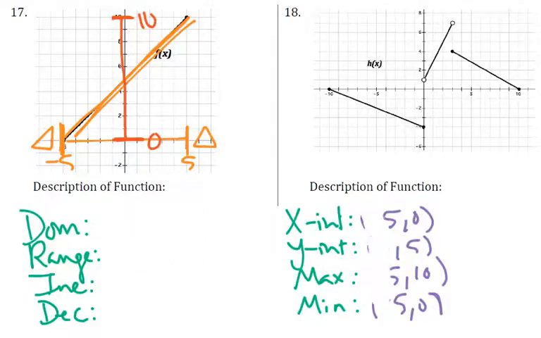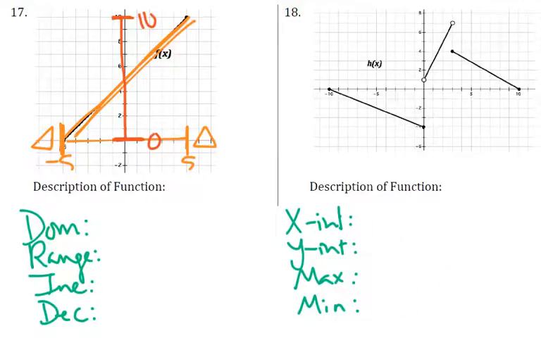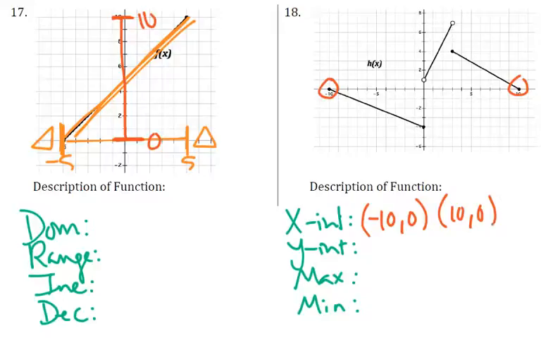Okay, now number 18, we do the same thing. So, where's the x-intercept? We've got two of them, which is alright. So negative 10, 0, and 10, 0. Okay, our y-intercept, that one actually represents a hollow circle, so it's not included. But it'd be down here. So 0, negative 4, because that's a filled-in circle.